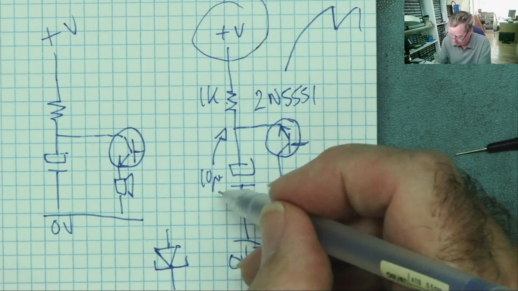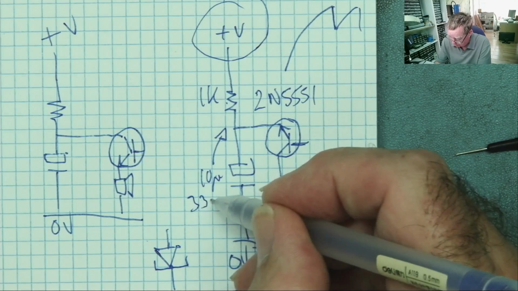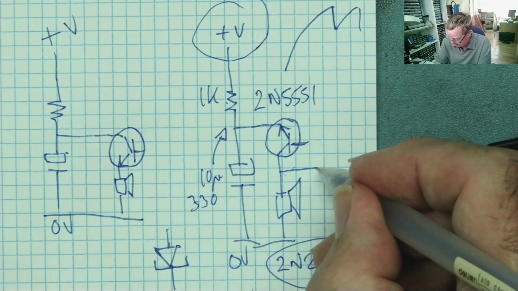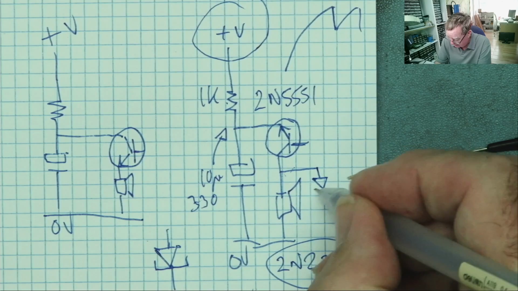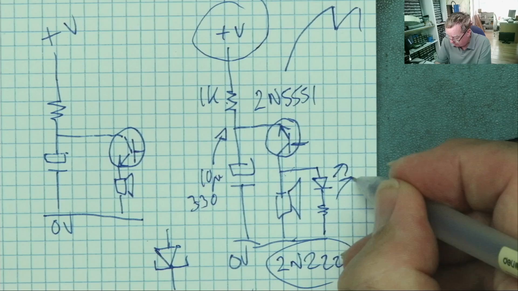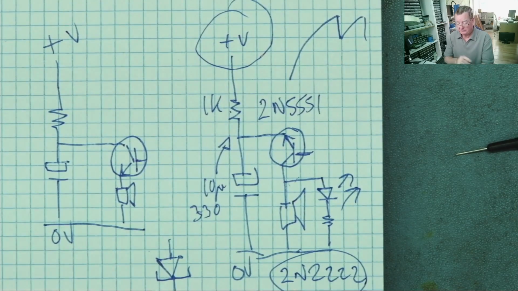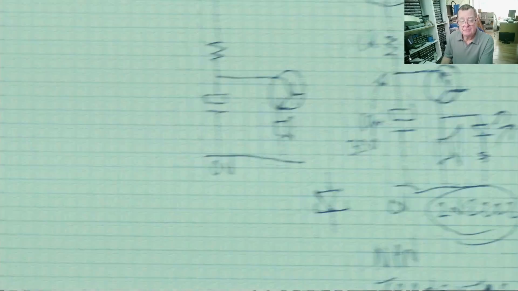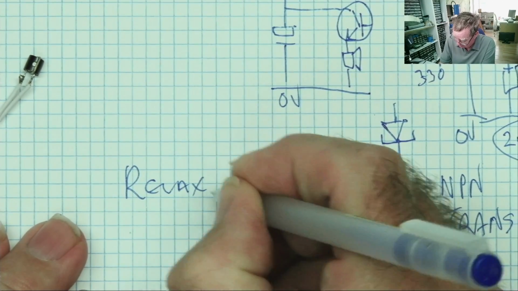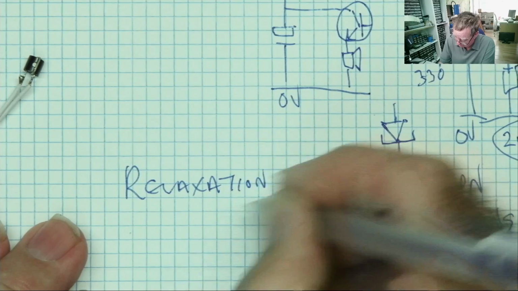Also, if you make the capacitor here much larger, say 330 microfarads, and you replace the speaker with an LED and possibly a resistor in series with it, the LED will flash. There's a name for this type of circuit. It's called a relaxation oscillator.